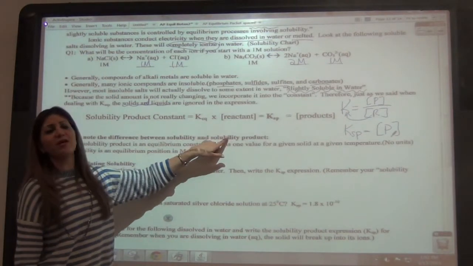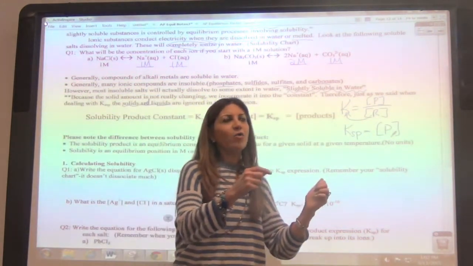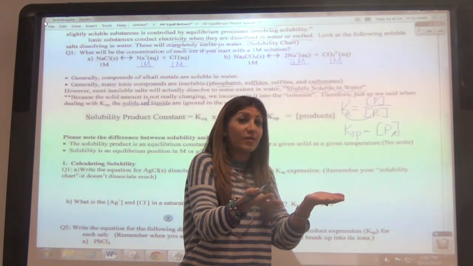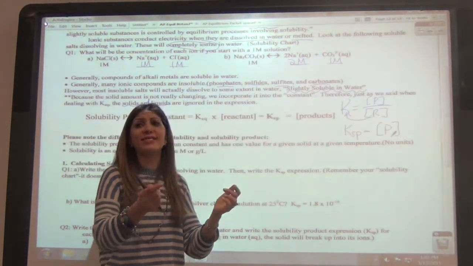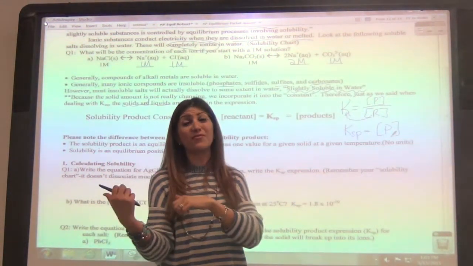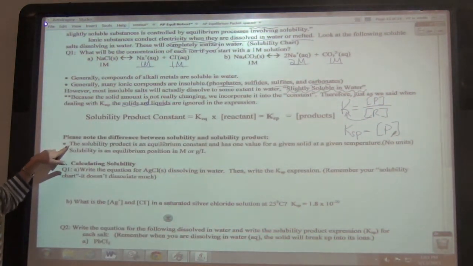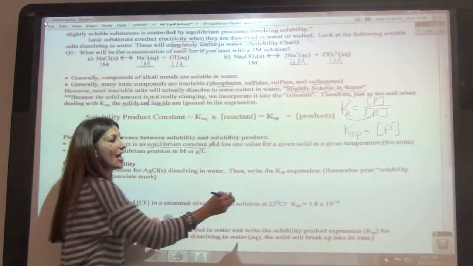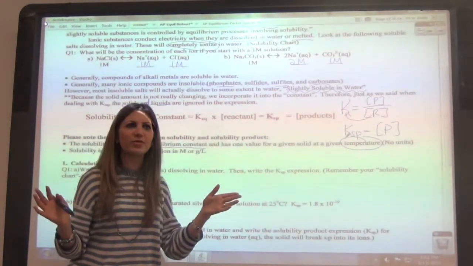When you're talking about the solubility product, now what we're talking about is how much of the reactant is dissolving. And so the K value that you're going to get is going to tell you, are you favoring your reactants or are you favoring your products? And more than likely, you're going to be favoring your reactants. So your number is going to be smaller than 1, a lot smaller than 1. So the solubility product is an equilibrium constant. It's a constant. And it has one value at a given temperature, just like we said before.